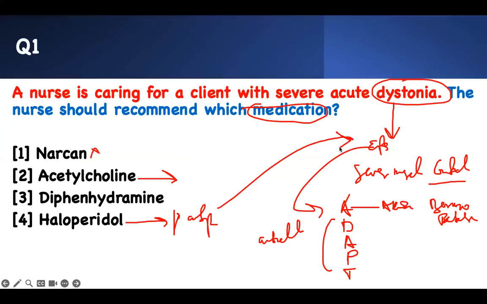You see, I do not want you to struggle. Go with the content. Dystonia, EPS, it's a muscle contraction. I need some anticholinergic. I look at the answer choice and I said, Narcan is not. This is a cholinergic. Now, patient will have dystonia because they have what? They are on antipsychotic. So you shouldn't pick another antipsychotic. Test-taking strategy, diphenhydramine is your choice.